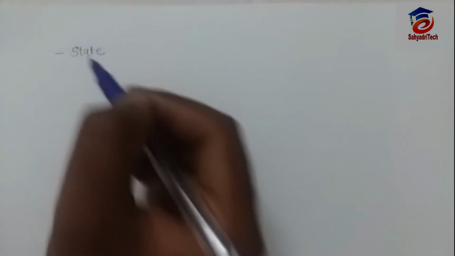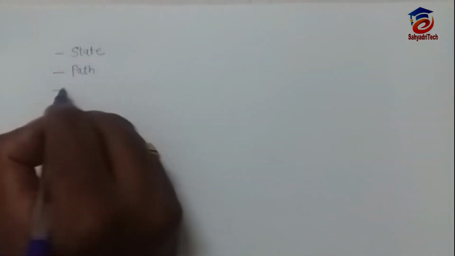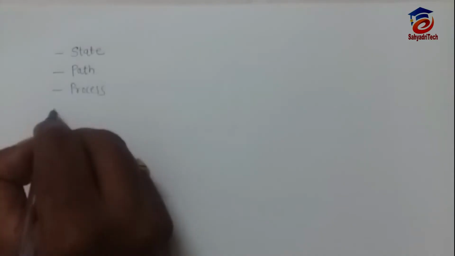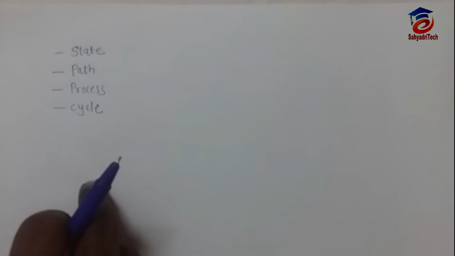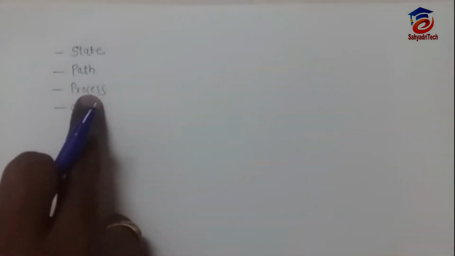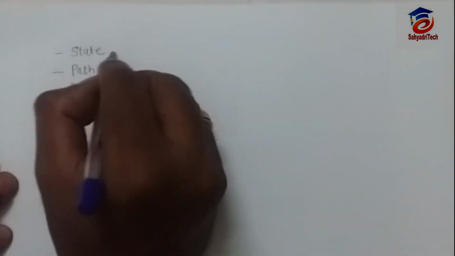Now after this, let's study some basic concepts that we use again and again in the analysis of thermodynamics: state, path, process, cycle. Of course, we are talking about the thermodynamic state, thermodynamic processes, and thermodynamic cycle. So all these concepts we have to learn. Let's see them one by one.